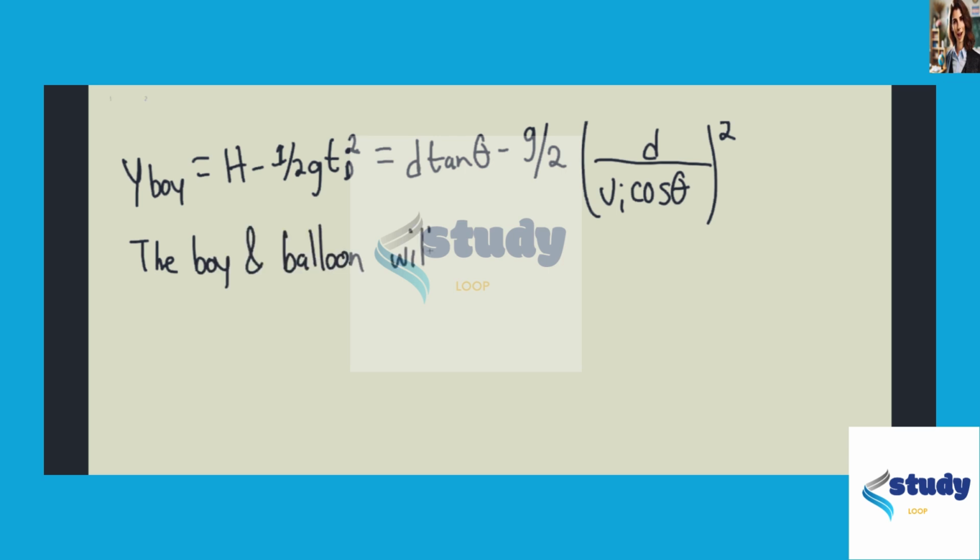So that's why it is not smart for the buoy to throw the balloon as soon as he jumps off, because then they'll be at the same y position, and essentially the buoy will be hit by the balloon.